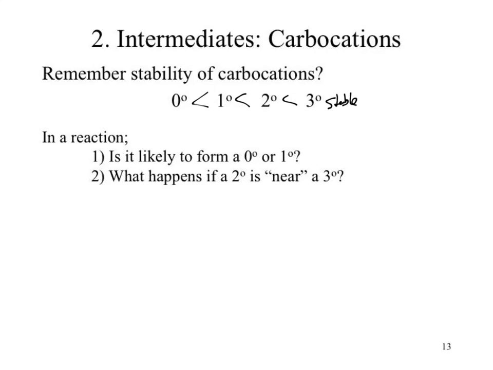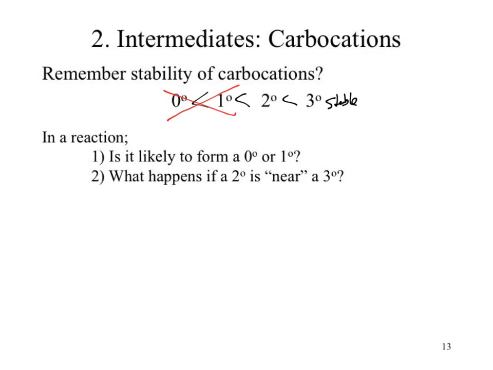The zeroary and the primary are so unstable that if we're asked to do a reaction and we show the formation of a zeroary or primary carbocation, it is an awful step. Which means that mechanistic step doesn't work. So if you're trying to predict a reaction, you never want to form a zeroary or primary carbocation. Just avoid it altogether.